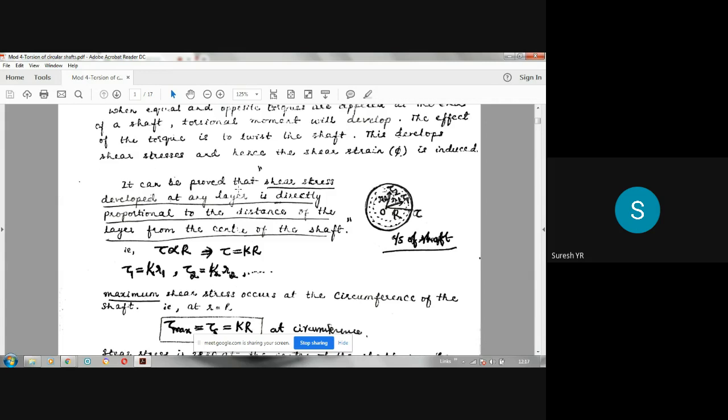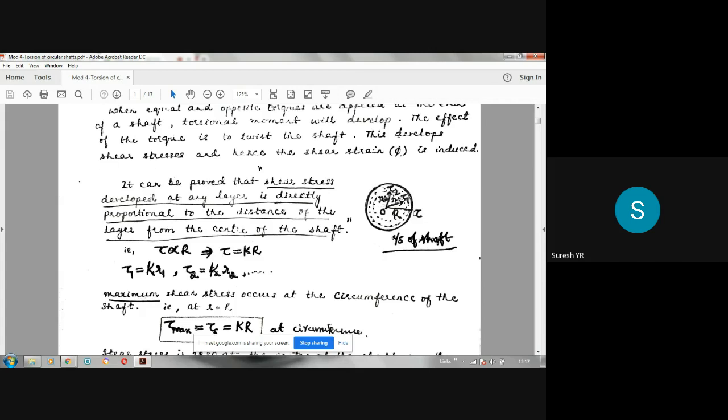Experiments have proved that the shear stress developed at any layer, where layers are the circumferences at different radial distances, so you can have many layers, is directly proportional to the distance of the layer from the center of the shaft. This is the center of the shaft, and this is the distance of the layer.